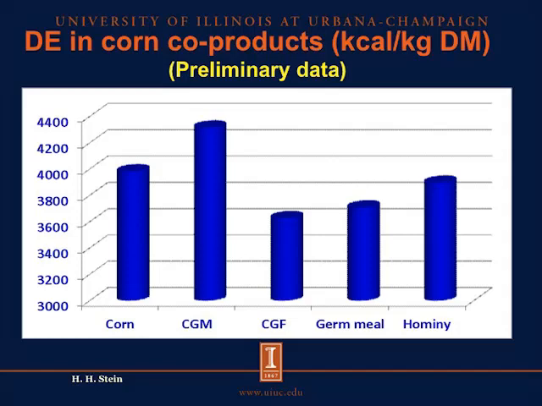So if we include hominy feed or corn gluten meal in the diets fed to pigs, then we will not see a reduction in the diet energy concentration. However, if corn gluten feed and corn germ meal are used, then we may see a reduction in diet energy concentrations, and we may have to compensate that by adding fat or other high energy feed ingredients to the diets.